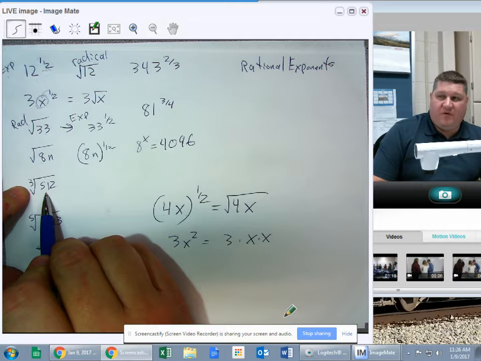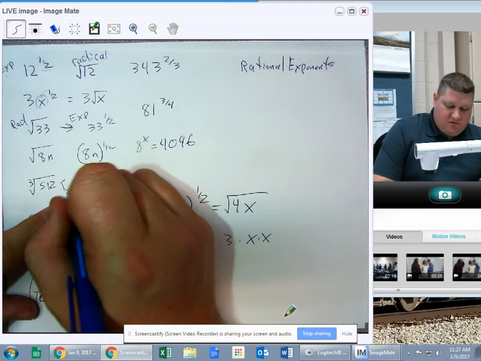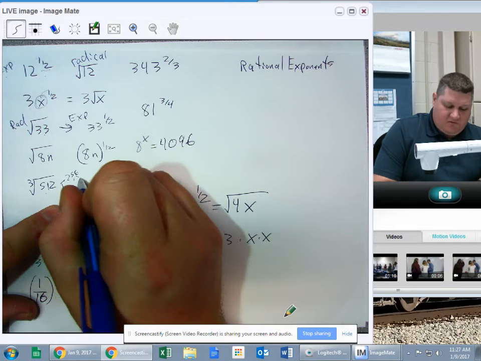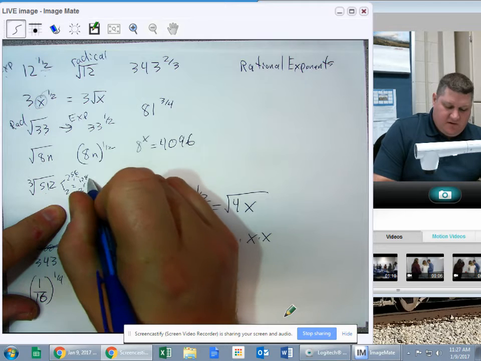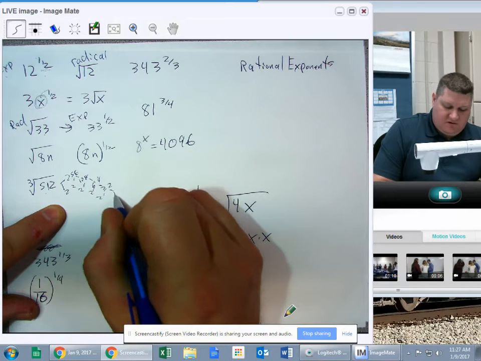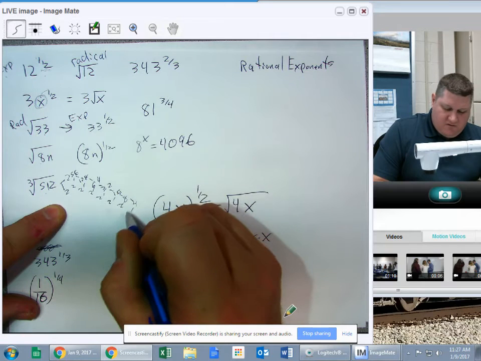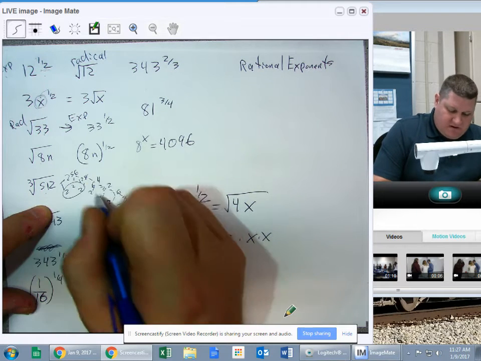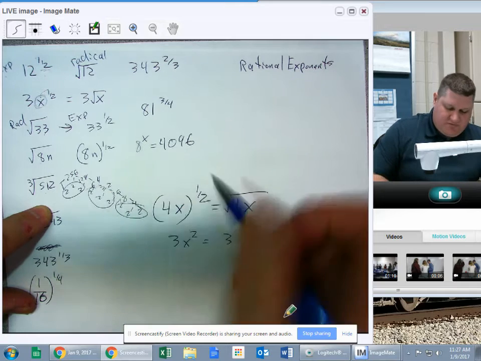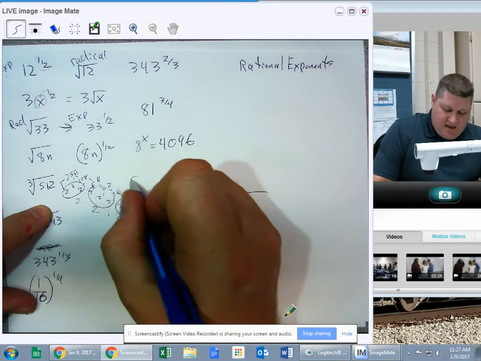In 512, what am I looking for? Sets of what? 3. So 512. If I'm looking for sets of 3, I get 2, 256, 2, 128, 2, 64, 2, 32, 2, 16, 2, 8, 2, 4, 2, 2. Set of 3, set of 3, set of 3. 2 times 2 times 2 is 8.